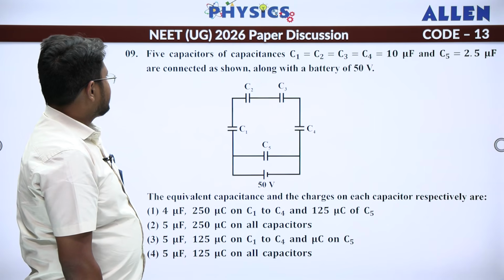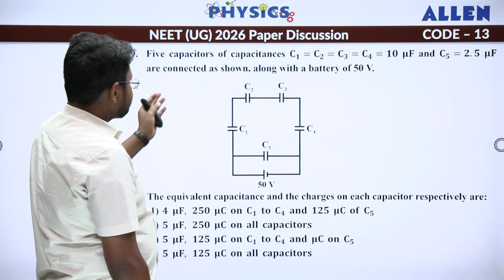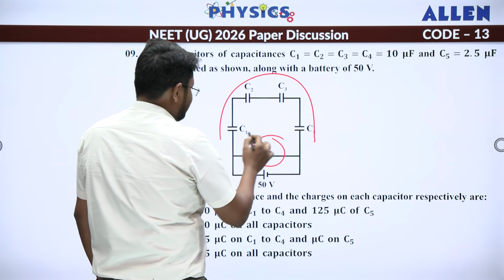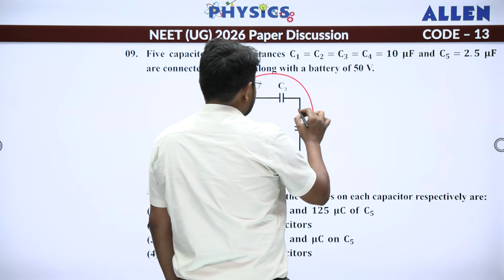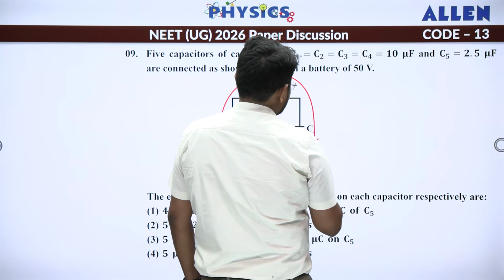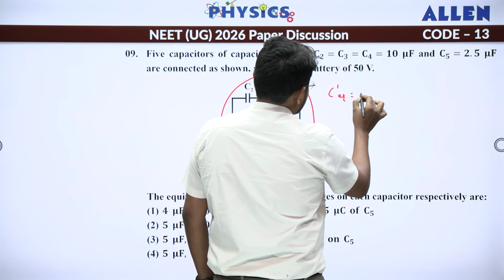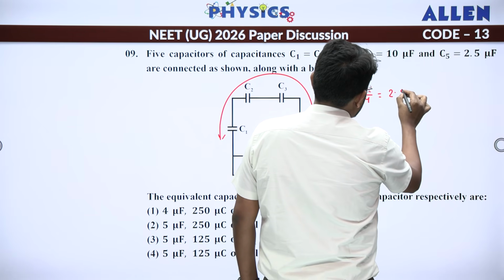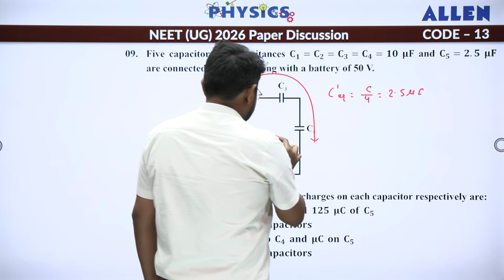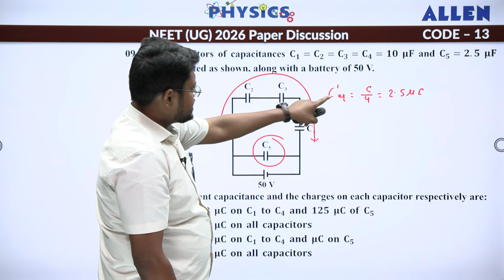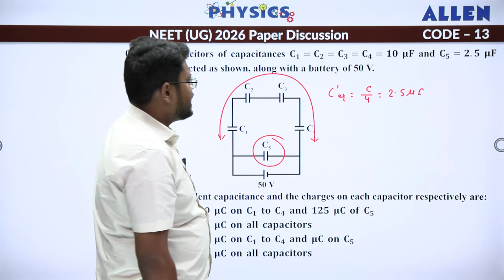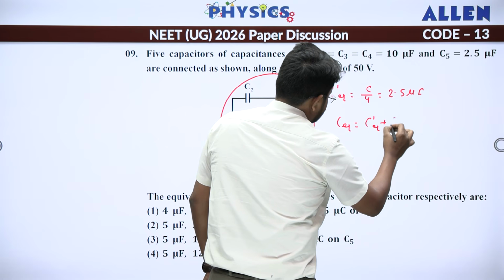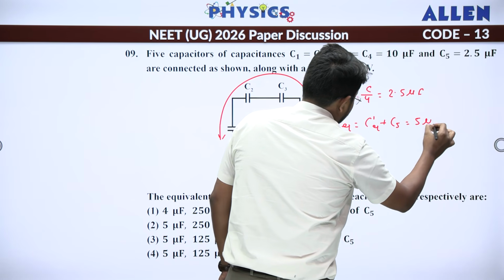Question number 9, 5 capacitors are there, they are connected. So, see these 4 are in series and then it is in parallel with C5. So, if you take the equivalent of these 4, then C dash equivalent will be C by 4, which is equal to 2.5 microfarad. So, if we take the combination of this C equivalent with C5, then that will be in parallel. So, total C equivalent will be C dash equivalent plus C5. So, that is equal to 5 microfarad.